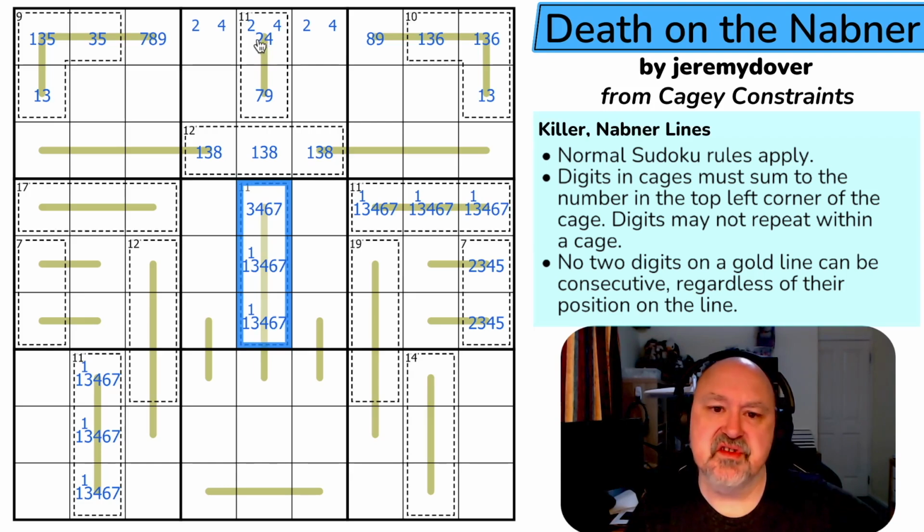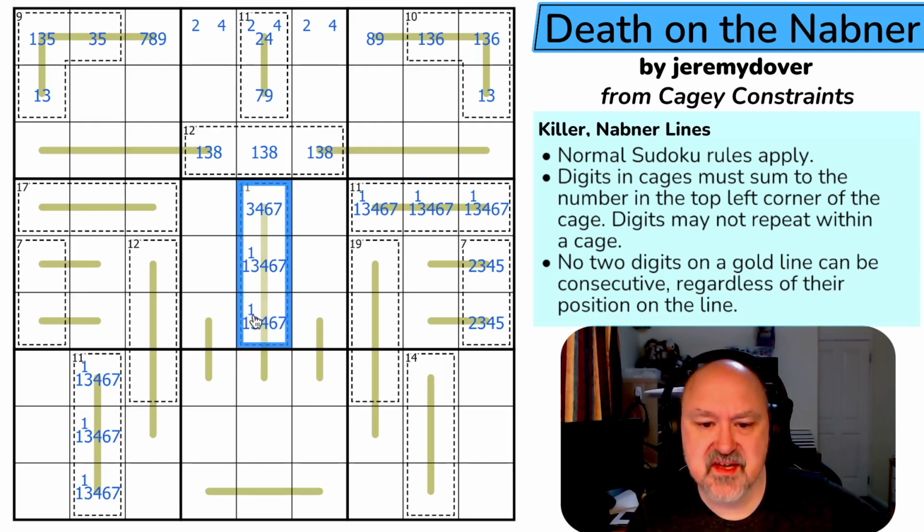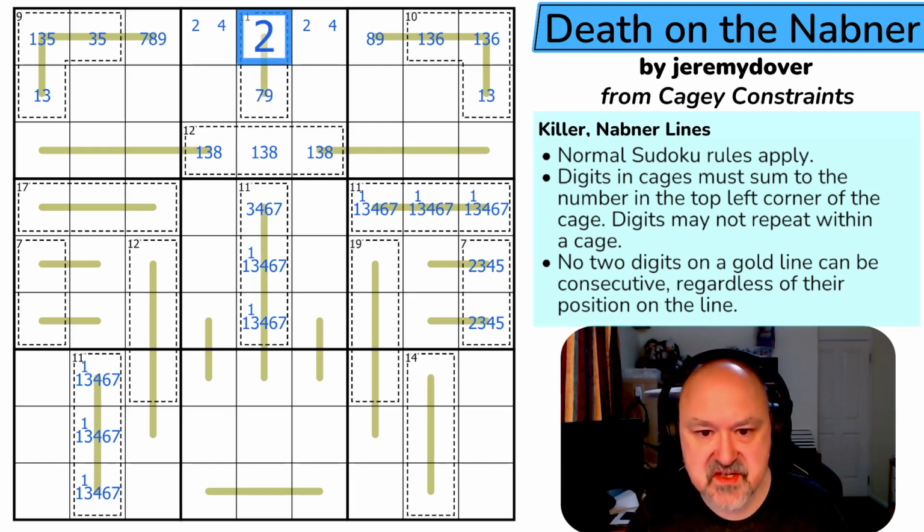Wait a minute. So this is 2, 9 or 4, 7. But if this was 4, 7, this would be broken, wouldn't it? Because this is either 3, 7 or 1, 4, 6. So this can't be 4, 7. It could be 2, 9. It can't be 8, 3. It can't be 4, 7 without breaking that. And it can't be 5, 6 without breaking the Nabner. This is 2 and 9.